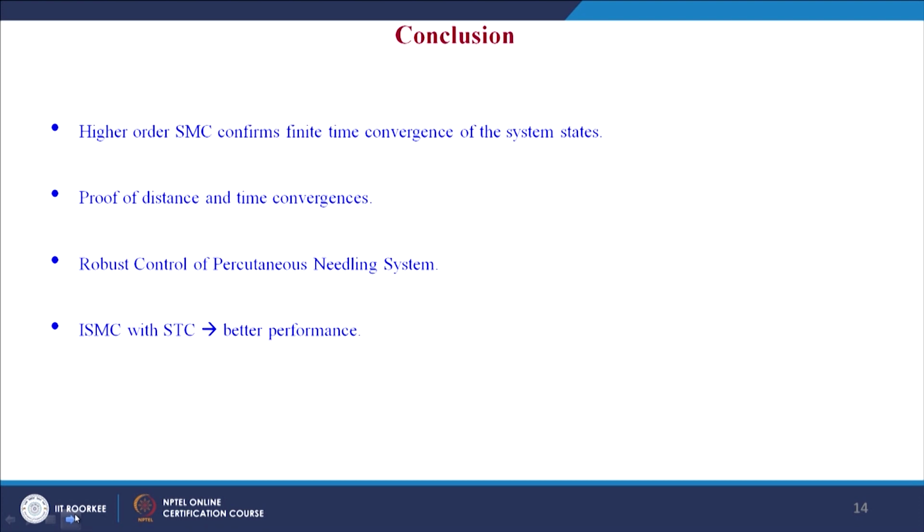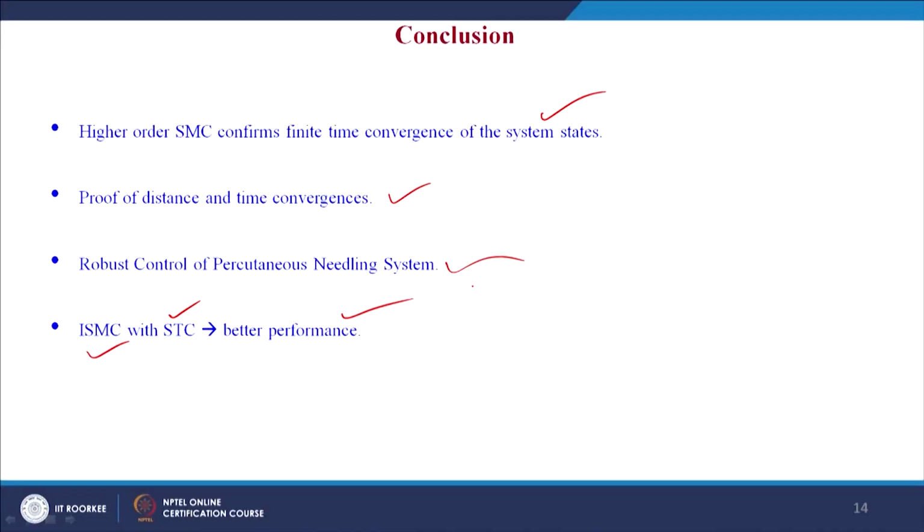Thus, we conclude that higher order sliding mode control ensures finite time convergence of the system states, and in this lecture we have also shown both time convergence and distance convergence, in order to reinforce the statement given for higher order sliding mode control in terms of convergence. We have applied this robust control strategy on the percutaneous needling system for cancerous treatment, and we observed that the integral sliding mode controller with the discontinuous part replaced by the super twisting control strategy gives a much better performance compared to the other strategies.